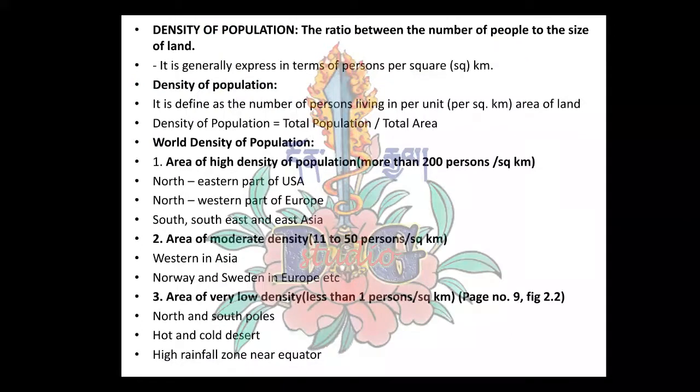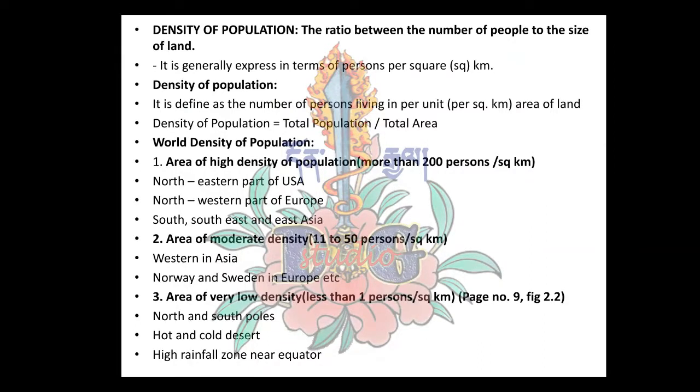Next, the topic that we are going to discuss is the density of population. What is meant by density of population? Density of population is the ratio between the number of people and the size of land. The number of people means, if you talk about the population of India, 1.2 billion. That is the size of population of India. The size of land in India is calculated in terms of square kilometers. That means how many square kilometers there are in India.